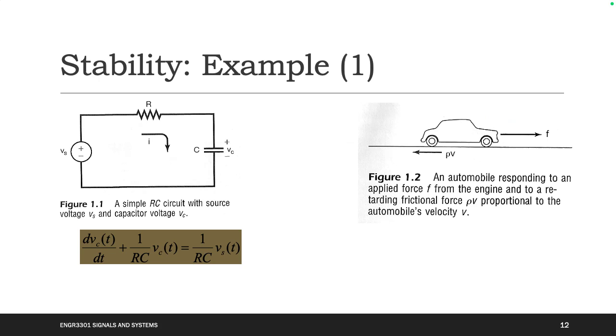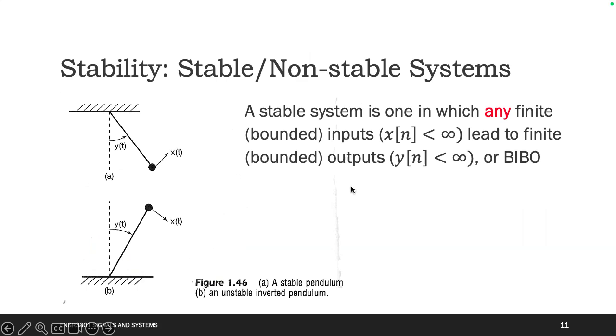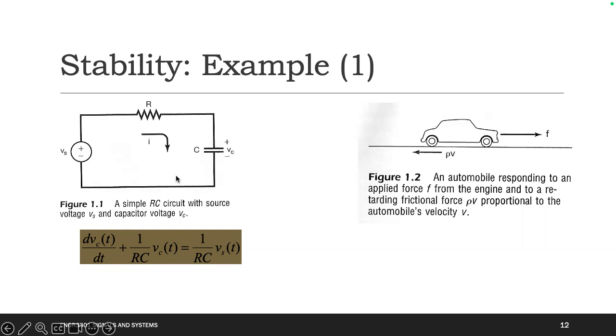Is your output bounded or unbounded? It is changeable, but changeable doesn't mean unbounded. Bounded means the output is smaller than infinite. Changeable and bounded are different things. So the output is bounded, am I right? So this system is a BIBO system.